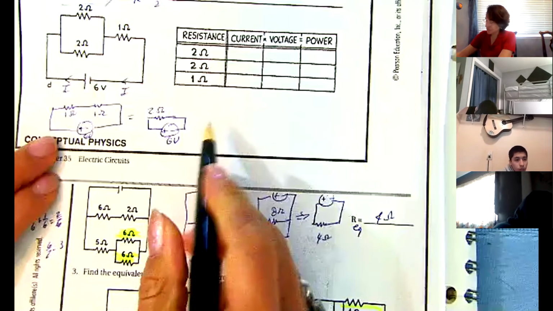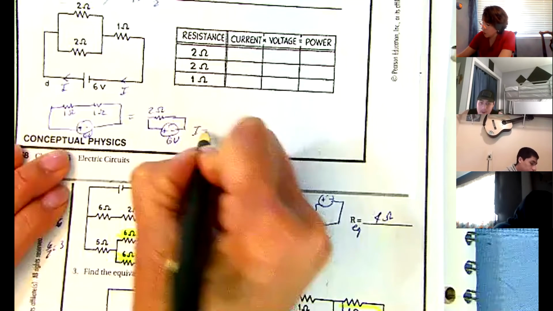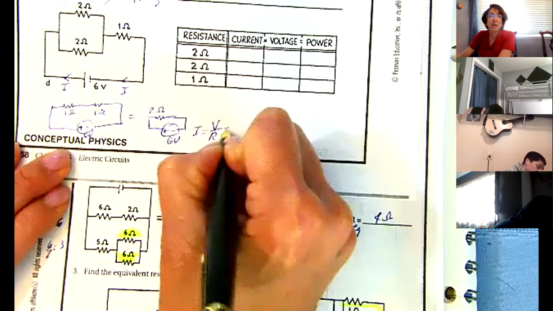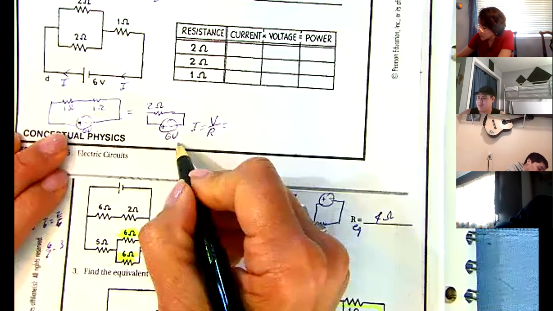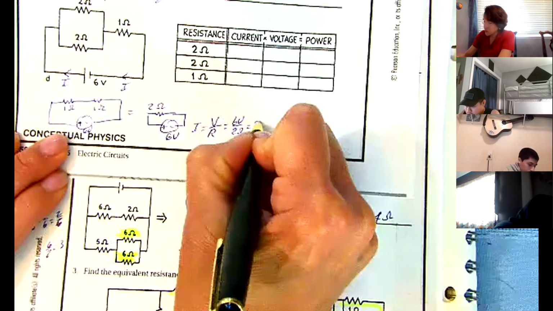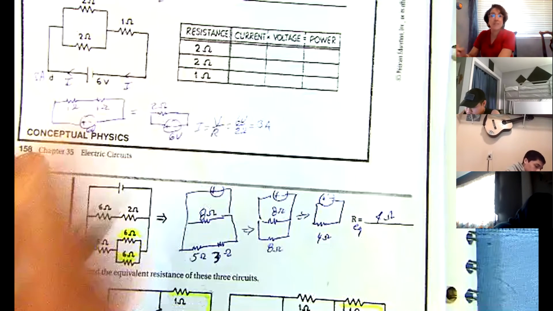It would be 3 amps. Oh, okay. Tell me how you figured that out. V over R. Good job. He's way ahead of us, you guys. 6 volts. 6 over the resistance, which would be 2, over 2 ohms. Good. 3 amps. Good job. So 3 amps.